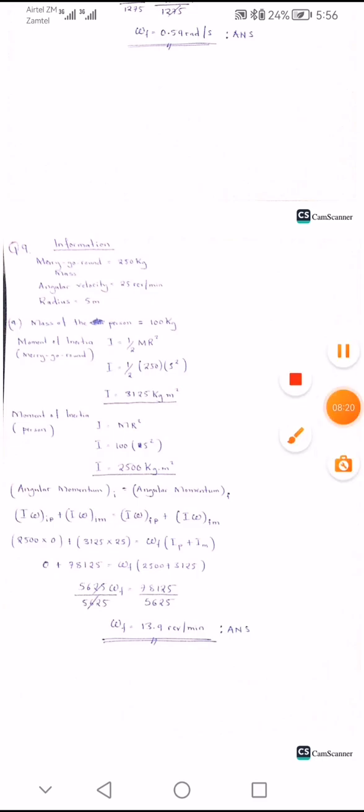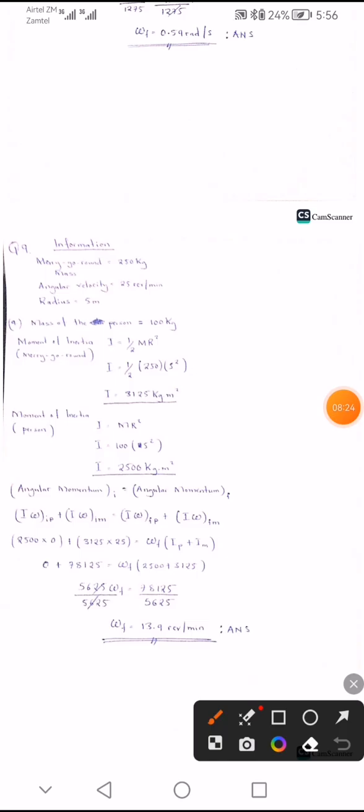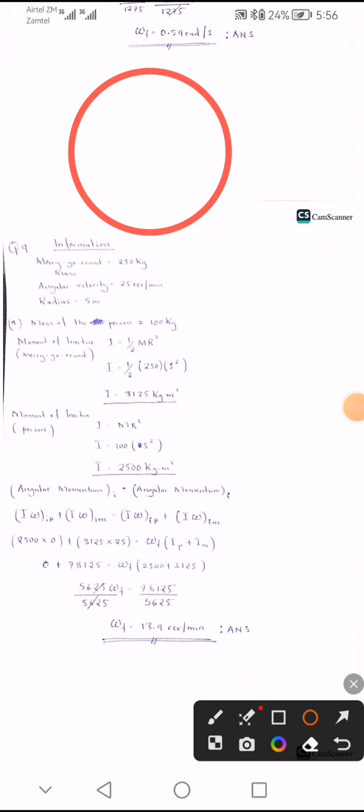Again, this is very similar to what we are just doing here. But of course, the data given here is a bit different. So at this point, we have been given this as our merry-go-round. And we know this is initially rotating at 25 revolutions per minute. So that's the information which we have put here. The merry-go-round has a mass of 250 kgs. The angular velocity of the merry-go-round is 25 revolutions per minute. The radius is 5 meters, like that.